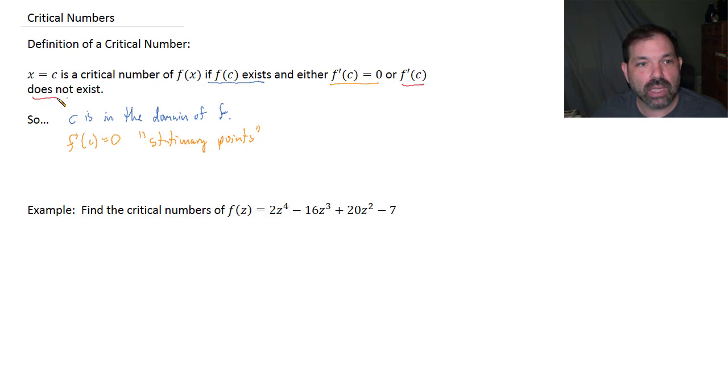If f prime of c does not exist, that's saying that those are those special situations where the function may not be differentiable at that point, but c is still in the domain. So those are what we would have. Those are corners, cusps, or vertical tangents.